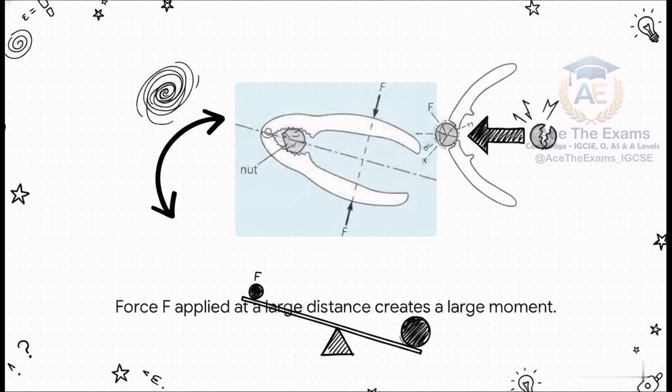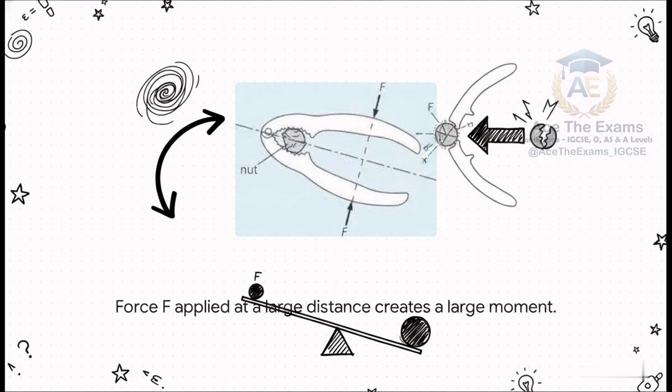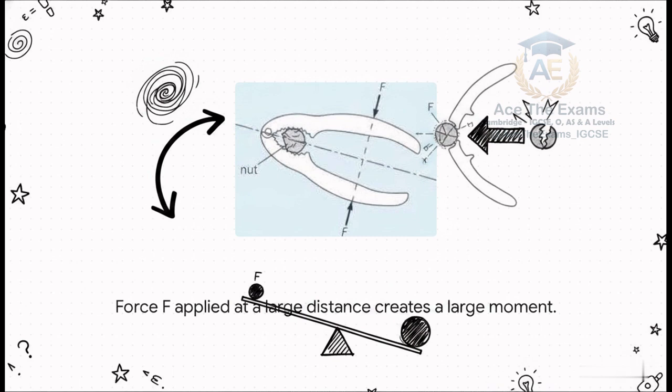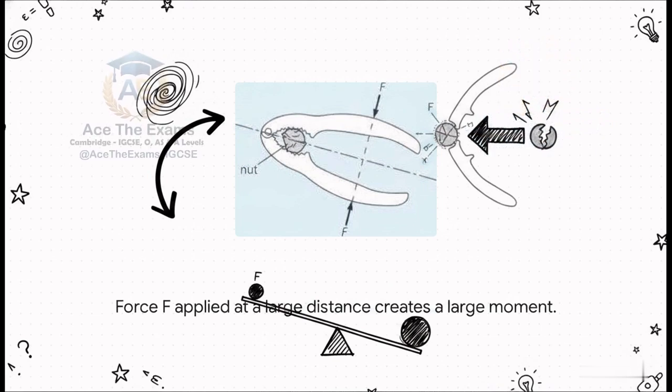Look closely at the forces. You apply force F to the handles, but the physical force actually crushing the nut is much bigger than F. Why? Because of the principle of moments. The pivot point is the hinge on the left. You are applying force F at a very large distance from that pivot, creating a massive turning effect, or moment.